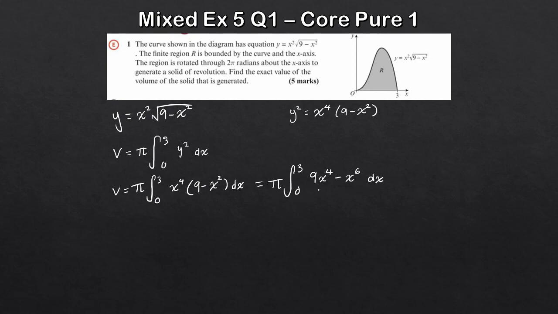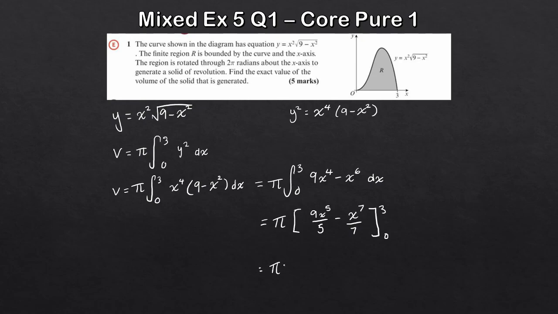So add 1 to the power, divide by the new power. So this would be 9x to the 5 divided by 5. Add 1 to the power, divide by the new power, so that'd be x to the 7 divided by 7. And my limits are 3 and 0. So all I've got to do now is plug 3 in here. Obviously, if I plug 0 into here, this expression is just going to come out as 0 anyway. So we're going to subtract nothing off. So all I've got to do, nice and easy, just plug my upper limit in here.